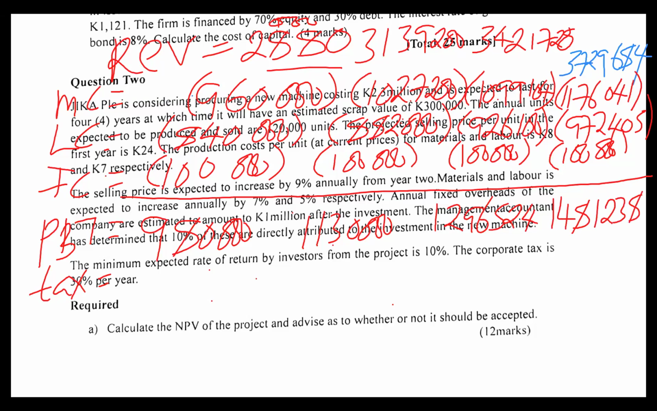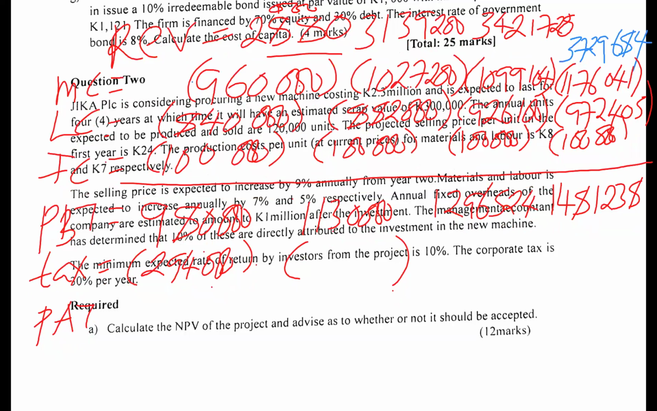Can we deduct the tax now? Tax is 30% of this profit before tax. Can we do 30% of each of these? 30% of the first year, what do we get? What's our tax? 294,000. What about here? What's the 30% of that? 339,000.